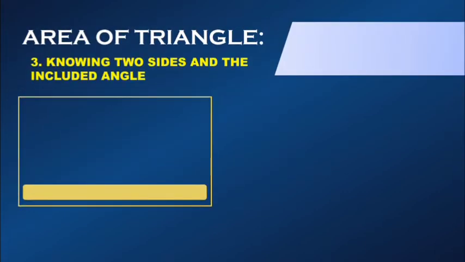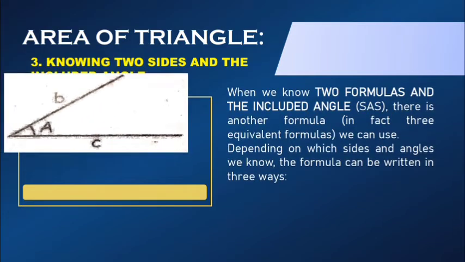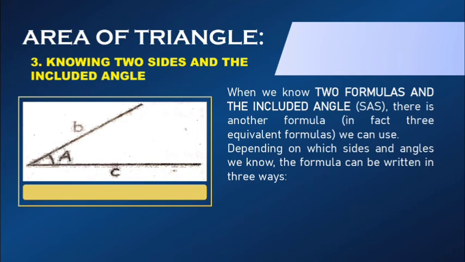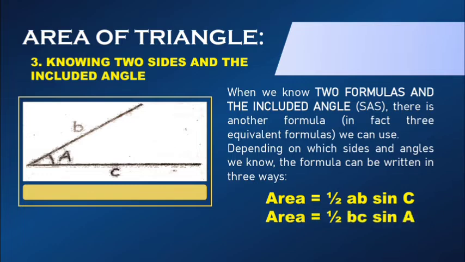So there. Aside from knowing the base and the height, and knowing the three sides, we also have the last one, knowing the two sides and the included angle. When we know two sides and the included angle, SAS or side-angle-side, if I'm not mistaken, there is another formula. In fact, three equivalent formulas we can use depending on which sides and angles we know. The formula can be written in three ways. These are: area is equal to 1/2 times AB times sine C, or area is equal to 1/2 BC times sine A, or area is equal to 1/2 CA times sine B.